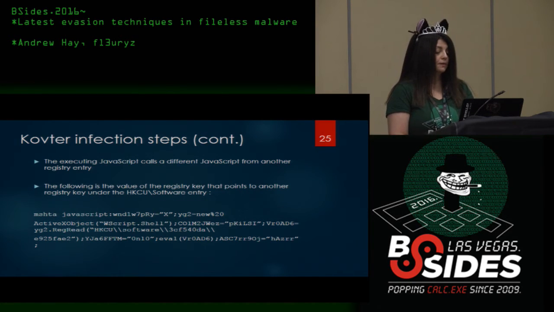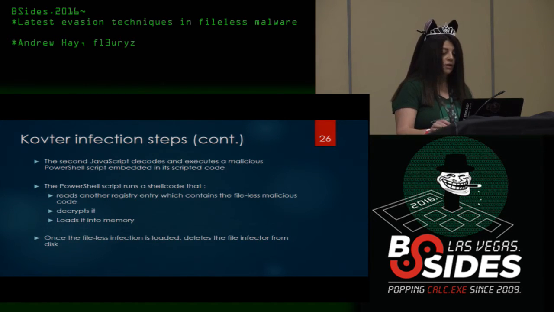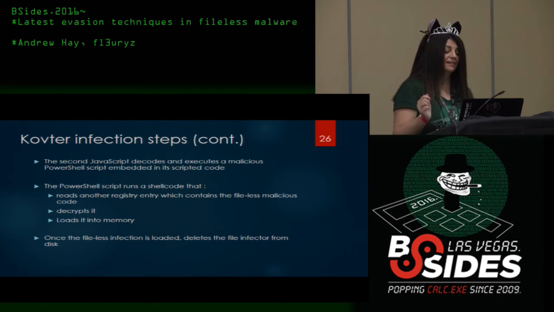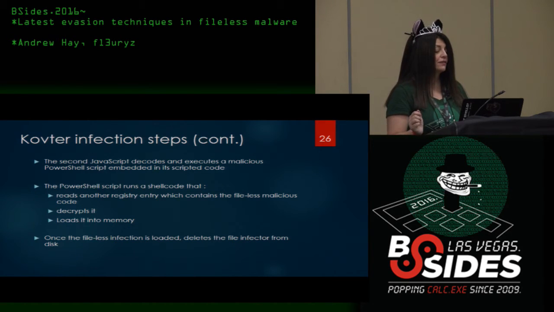mshta JavaScript and call some ActiveX object with some different arguments. So this second JavaScript decodes and executes a malicious PowerShell script embedded in its scripted code. The PowerShell script runs a shellcode that reads another registry entry which contains the fileless malicious code. It decrypts it and loads it into memory. Once the fileless infection is loaded, then it deletes the file infector from disk. So by the time the infection happens, there's no trace in the file system.